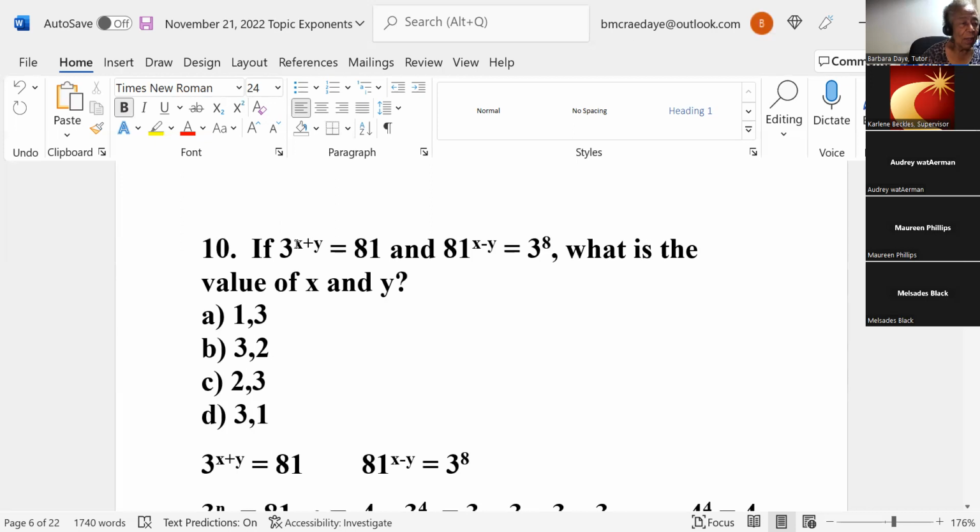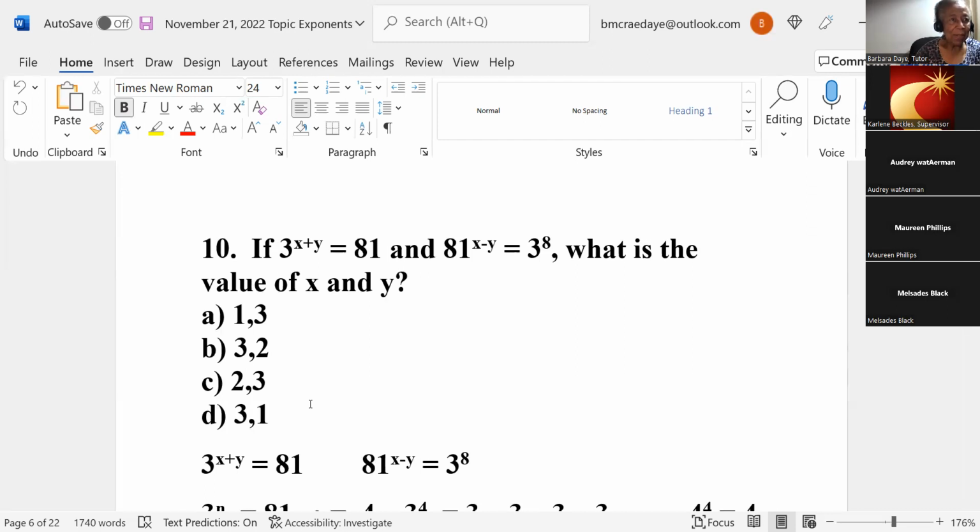You say, well, 3 to the x plus y is 81. What power of 3 is 81? That number is 4, because 3 to the 4th power is 81. So we have to figure out what x plus y gives you, what number of times I multiply 3 by itself to give 81.